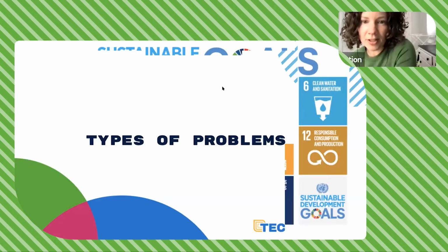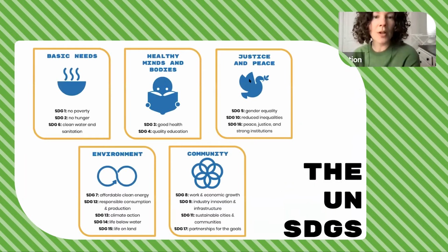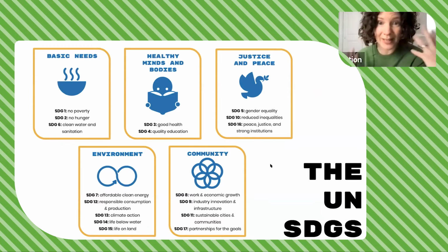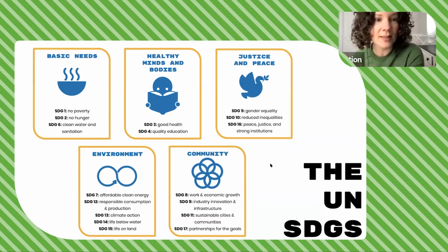As you know, the Technovation Girls competition does ask you to link your problem to one of the UN Sustainable Development Goals. So we have classified them into a couple of different categories here just to process a little bit easier, because there are so many goals. If you think about different basic needs, healthy minds and bodies, justice, peace, environment, community, I think that can be a helpful way to think about what kind of problems we are even thinking about in general, and then think about your community.